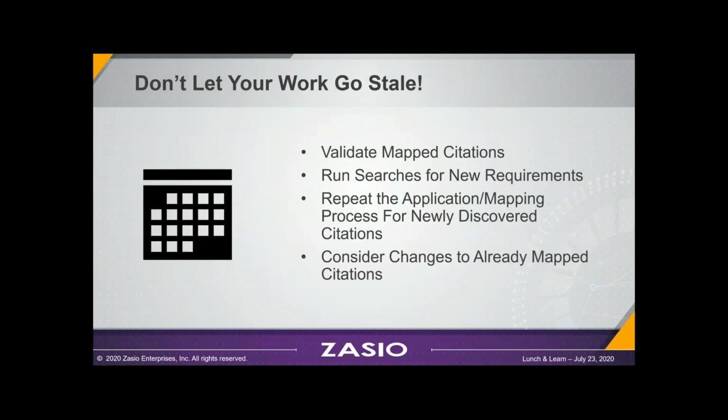And then I think this is the last slide, but don't let your work go stale. You need to every once in a while update this stuff and make sure that map citations are still good. Run searches for some new requirements, see if anything has changed since the last time you did research. Repeat that whole mapping process that Jen explained for any newly discovered citations, and then consider those changes. So this process is something that, if you're keeping up and maintaining your schedule, will repeat at the interval that you feel best represents your risk considerations and your needs as far as keeping your schedule up to date.